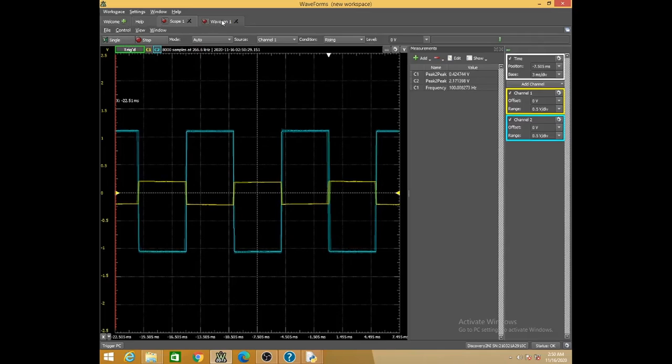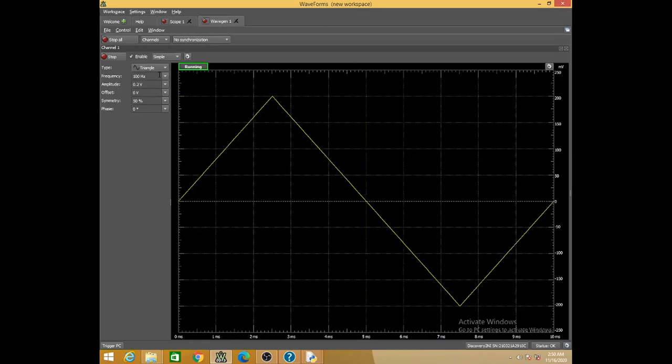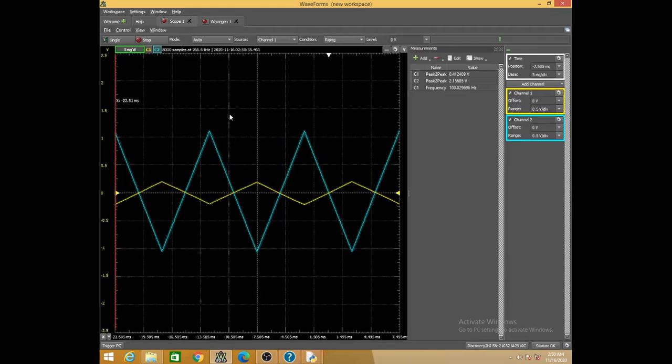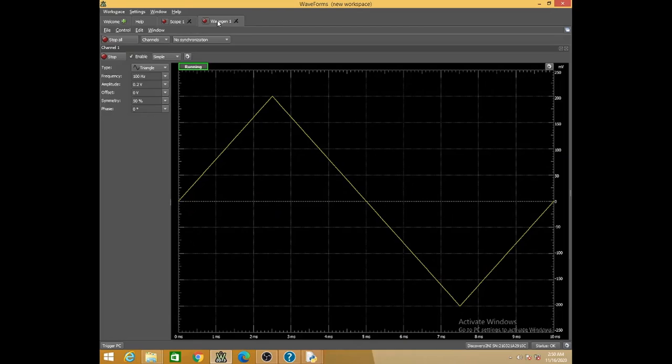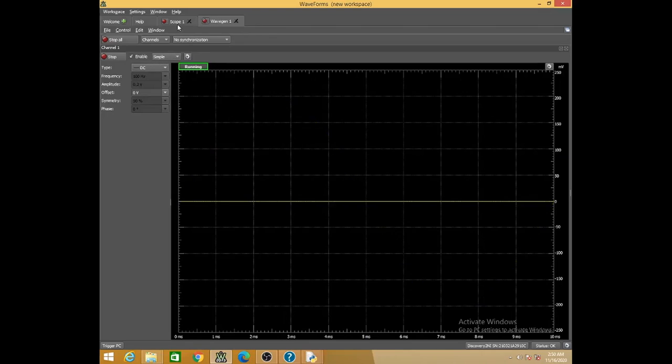Yes, sir. Now you can see I am even able to apply a triangular waveform. You can see this is a triangular waveform. The input is triangular, output is also triangular, but you can see it's inverted. Yes, sir. Not only triangular, you can also apply a DC voltage. You can see now I'm trying to apply a DC voltage. See, now this is DC.